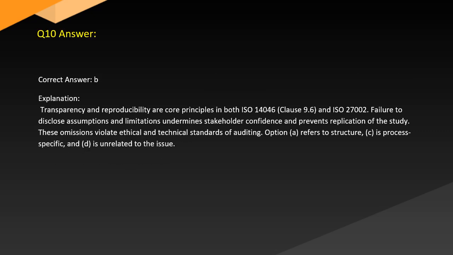Answer. Correct answer: B. Explanation. Transparency and reproducibility are core principles in both ISO 14046, Clause 9.6 and ISO 27002. Failure to disclose assumptions and limitations undermines stakeholder confidence and prevents replication of the study. These omissions violate ethical and technical standards of auditing. Option A refers to structure, C is process specific, and D is unrelated to the issue.